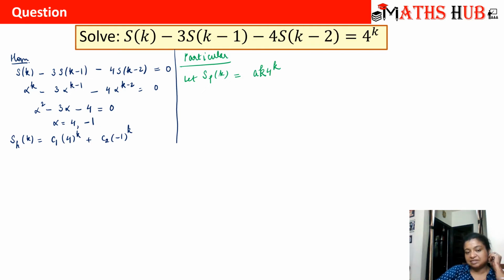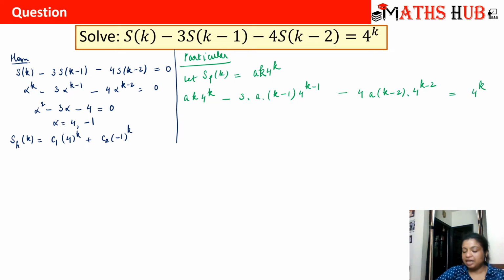So the first term is S_k. So that will be a into k 4 raised to power k, then minus 3 into, what is S_(k-1)? It is a into (k minus 1), 4 to the power k minus 1. Then we have minus 4 S_(k-2). So it is a into (k minus 2) into 4 to the power k minus 2 is equal to 4 to the power k. So you can see throughout the equation we have 4 to the power k. Only in these two terms 4 to the power k is missing.